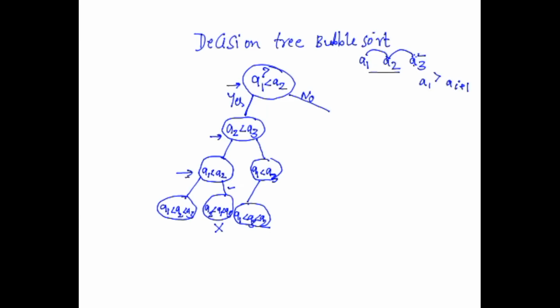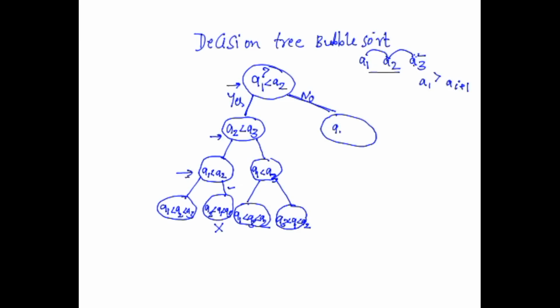If the answer to this question is no, that means A3 will be the smallest one. So A3 is smaller than A1, which is smaller than A2. Similarly, when I go to the right hand side, the answer to this is no, so A1 and A2 will be swapped here.